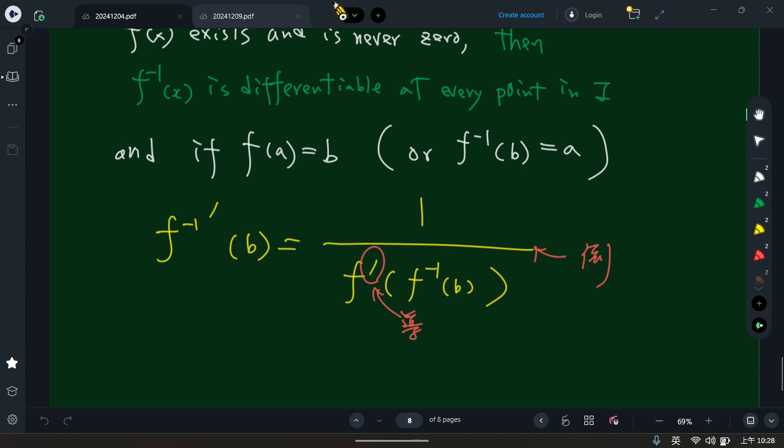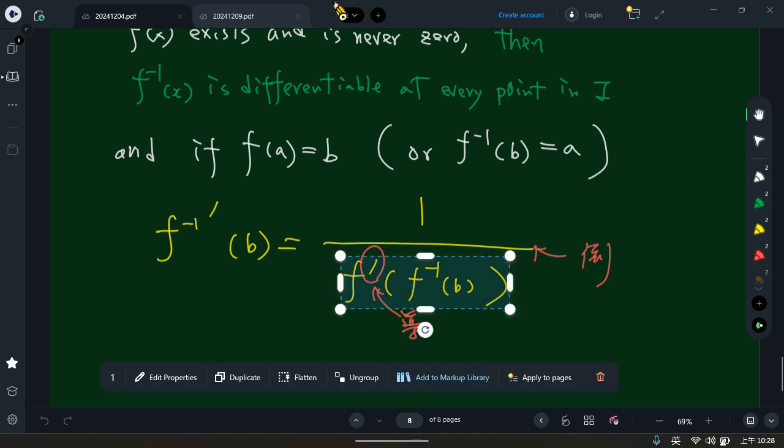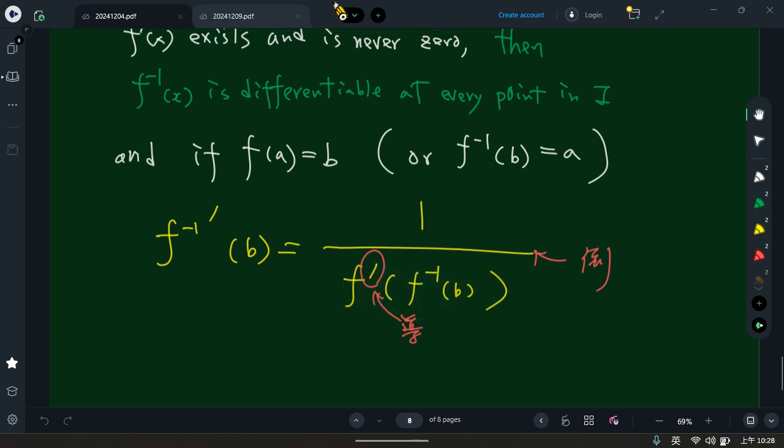You can see that the input of f prime here should fall into the domain of f, because this is about f, not f inverse. So when we use f prime of something, the point should fall in the domain of f, or the range of the inverse function.